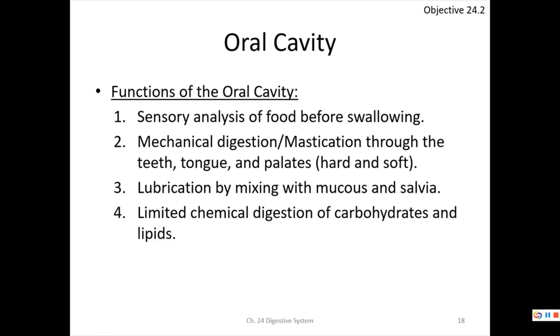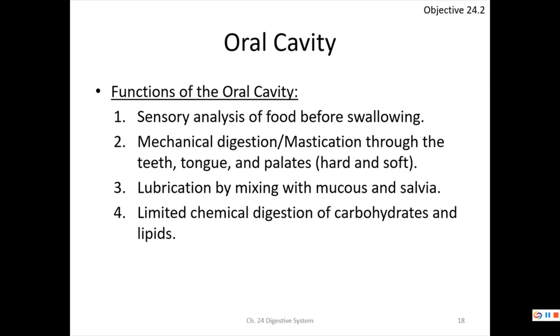And then we also are mechanically digesting. We call that mastication. What's mastication? Chewing. We're using our teeth, our tongue, and our palates to mechanically digest and masticate. Mastication means to chew. If you guys remember the muscles of mastication, it was the masseter muscle and the temporalis muscle. We lubricate the food by mixing it with saliva and mucus as well.